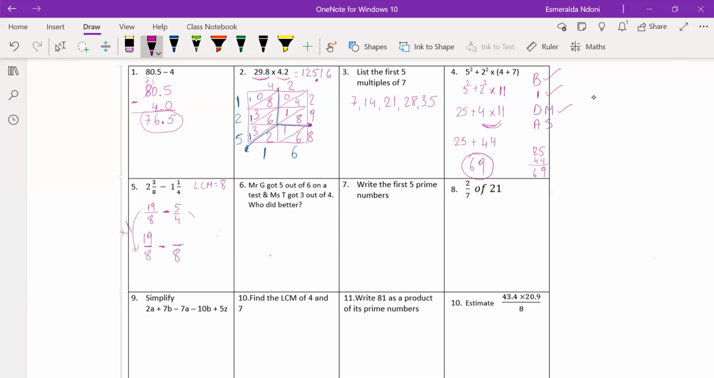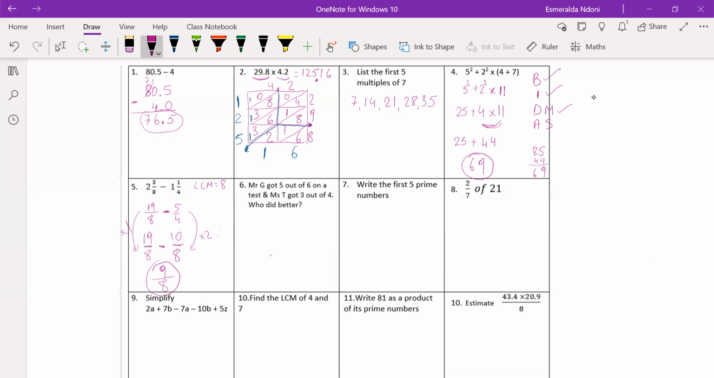Now I'm going to rewrite this fraction. 4 to go to 8 is times 2. You do the same. 5 times 2 is 10. Look how easy it is now to subtract. 19 take away 10 is 9 over 8, because the denominator does not change. And I'm going to leave it like that.